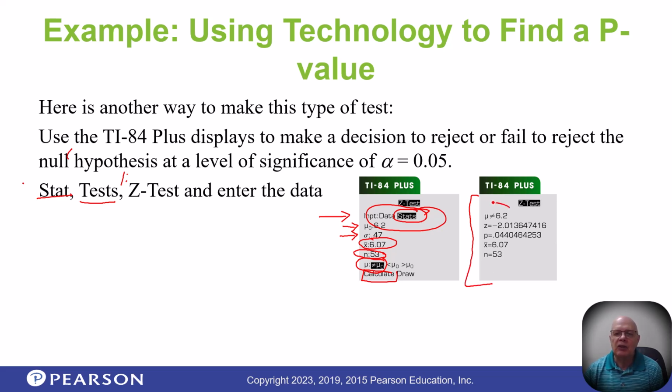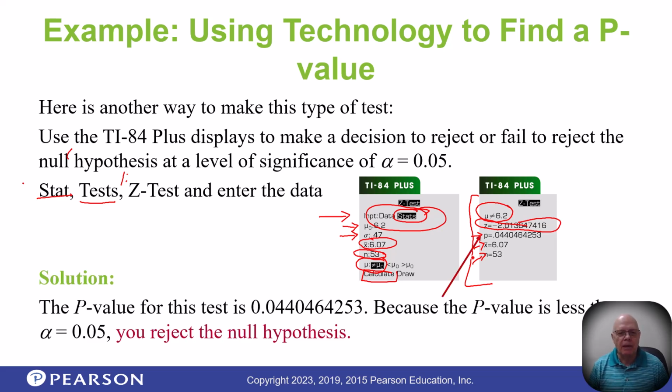This tells you what kind of test you're doing. This tells you what the standardized test statistic would be. This gives you your p-value. This gives you the mean that you got from your sample and your sample size. You've got everything right there. Since it's less than 0.05, you're going to reject the null. Reject the null.